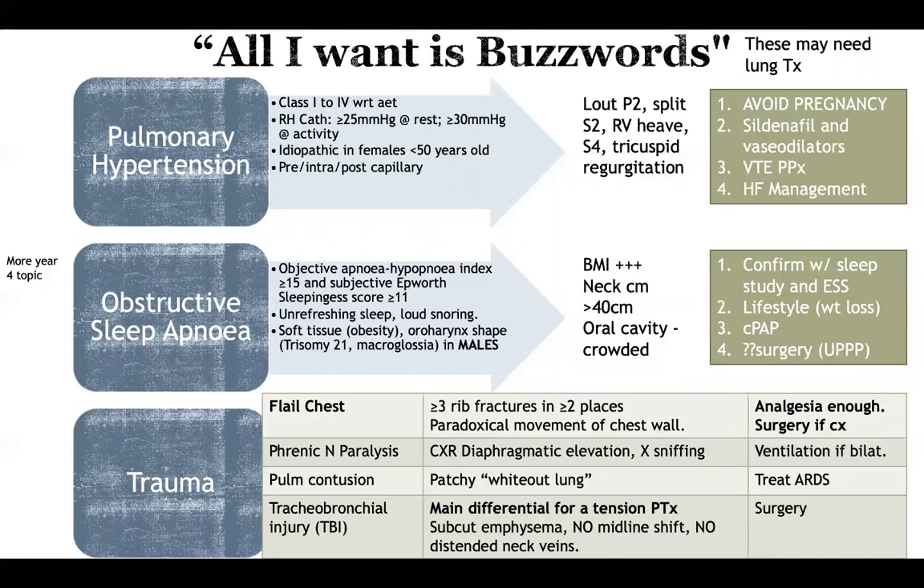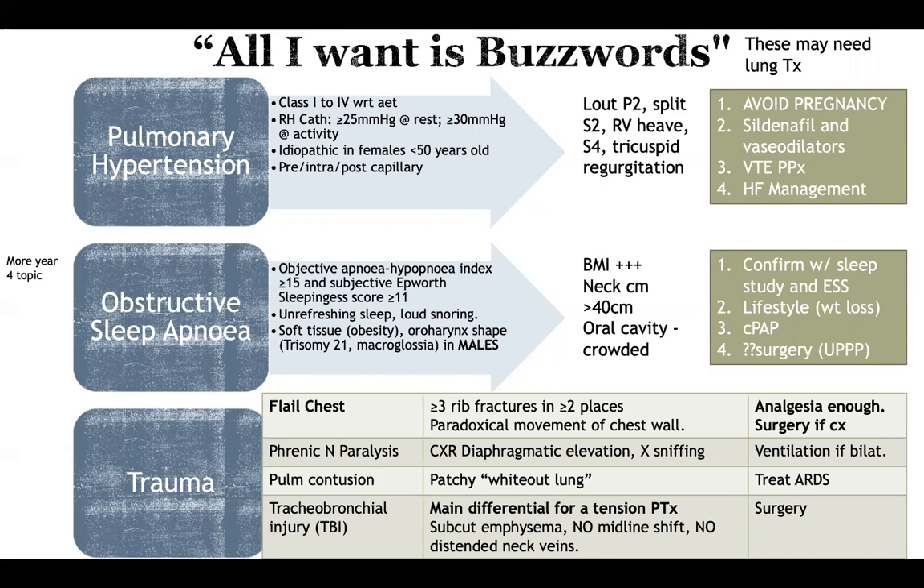Okay, OSA is more of a year 4 topic as well, but you just need to know that there's something called an Epworth sleepiness score, and you measure how big the neck is, plus all their cardio risk things. Confirm it with a sleep study, and then you probably put them on CPAP. And then there's this cool thing called a UPPP, which is a uvulopalatopharyngoplasty, where they just cut bits out of the oropharynx.